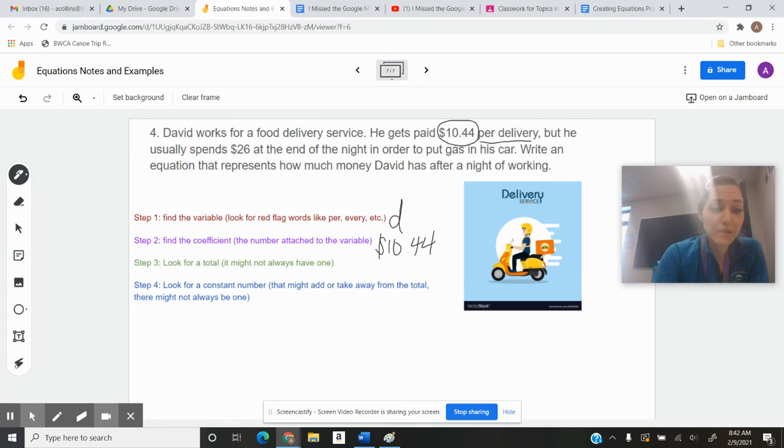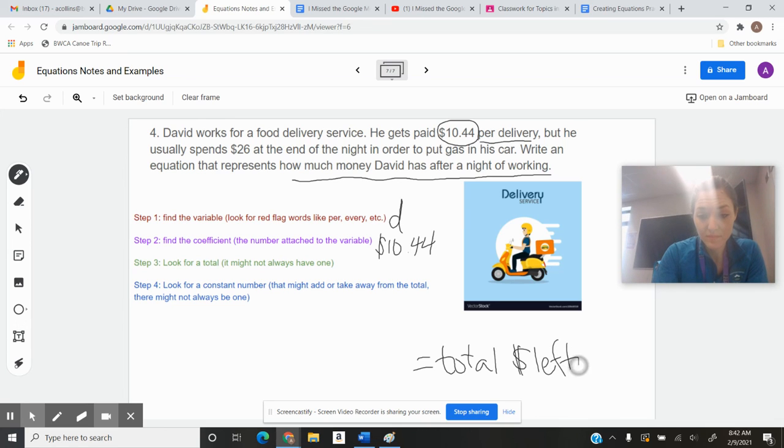But he usually spends $26 at the end of the night in order to put gas in his car. I'm not quite sure if this is a total or a constant number yet. I'm going to go ahead and look at the rest of this problem, kind of figure it out. Write an equation that represents how much money David has after a night of working. Oh, so I am looking for his total money left over at the end of the night after one night of work.